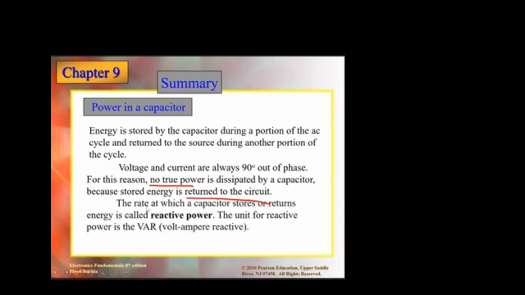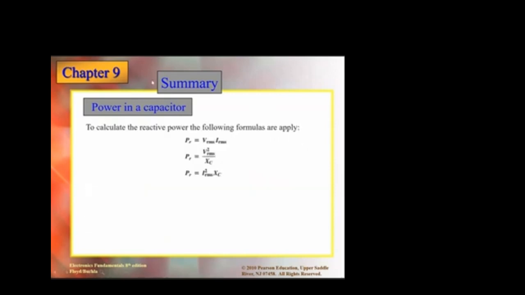The rate at which the capacitor stores or returns energy is called reactive power. The unit for reactive power is VAR, volt-ampere reactive. This is also asked, important. And how do we calculate this? You will see this one. These are the formulas, simple.